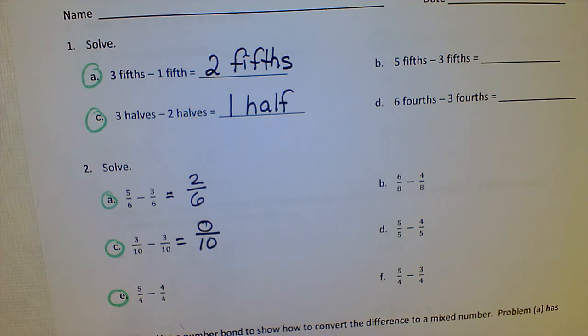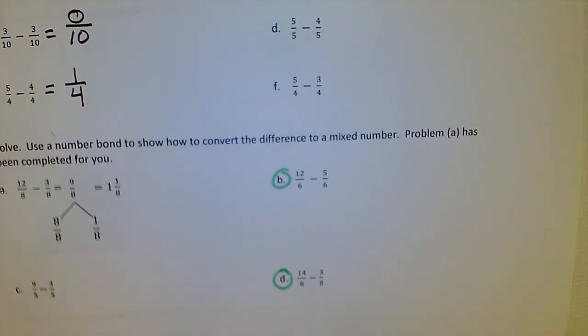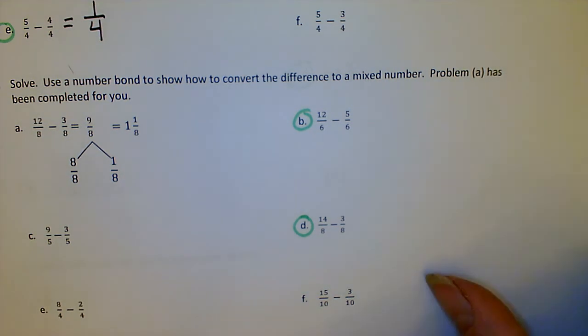5 fourths minus 4 fourths, so 5 of those size pieces minus 4 of those size pieces gives me 1 of those size pieces. So 5 minus 4 is 1, and they're all fourths. So I'm going to let you guys do this on your own. Let's go ahead and jump down into 3. So 3 is where we're going to end up with a fraction greater than 1, I believe, if I remember correctly when I was looking at these.